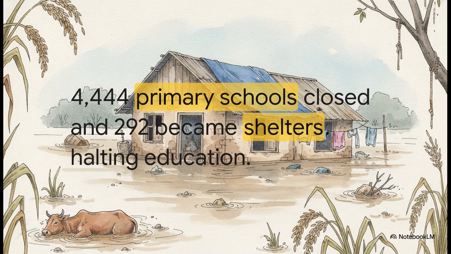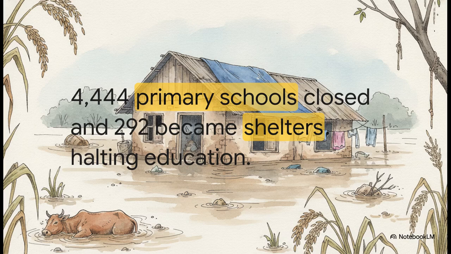Of course, we also can't ignore the severe social and economic impacts. Over 4,400 primary schools were completely closed, entirely halting education for kids, and almost 300 were repurposed as emergency shelters. On top of this massive educational disruption, there was a devastating loss of livelihoods because livestock died and cash crops were completely washed away. The entire socioeconomic fabric of these rural communities was essentially torn apart, which made long-term recovery incredibly difficult.